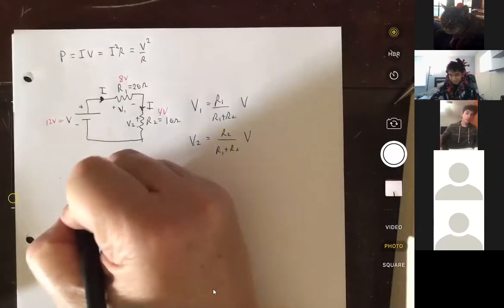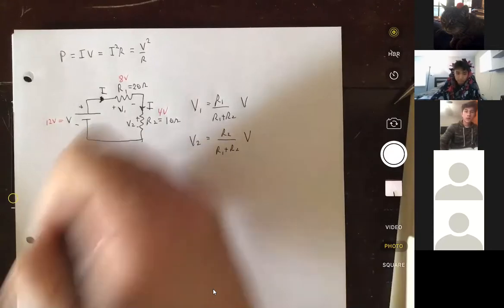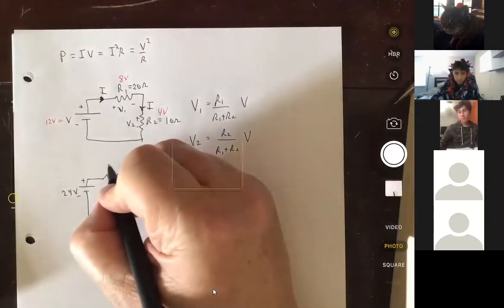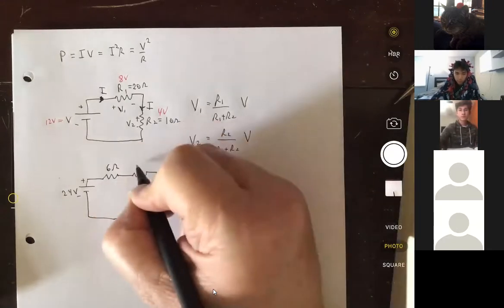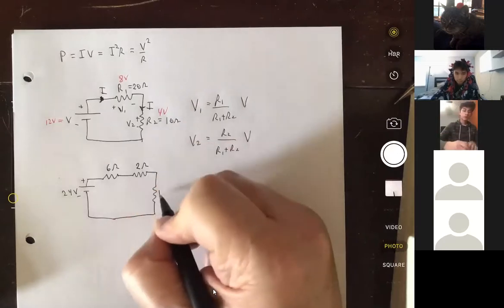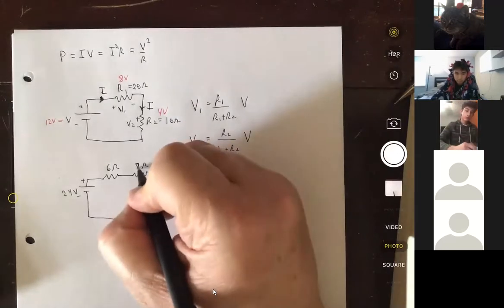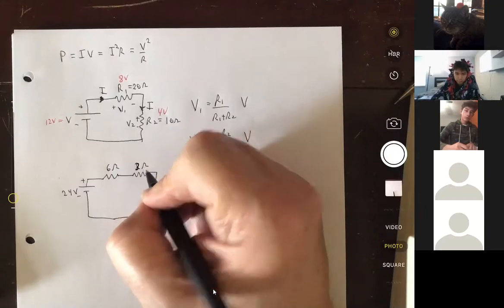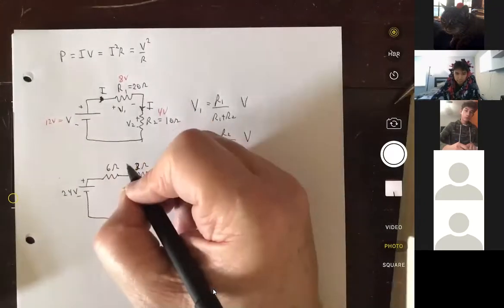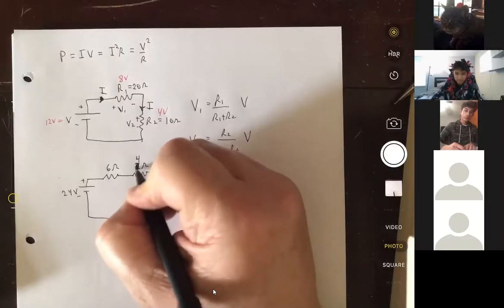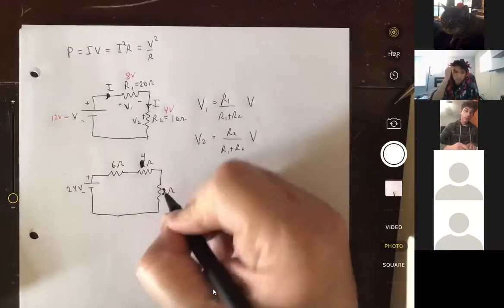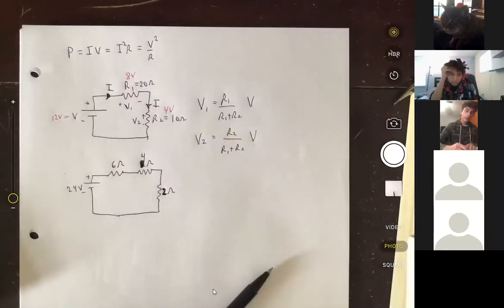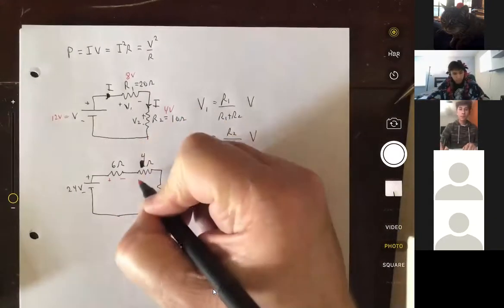So let's say that I had a 24-volt power supply here, and this was 6 ohms, this is 2 ohms, and this is 1 ohm, or I don't know, let's make it 3 ohms. Oh shoot, I'm messing this up. Well, let's just make it 6 ohms, 4 ohms, and 2 ohms. Okay, so I got 6 ohms, 4 ohms, and 2 ohms. Okay, well, can you figure out what the voltage drop across each one of these resistors is pretty quickly?